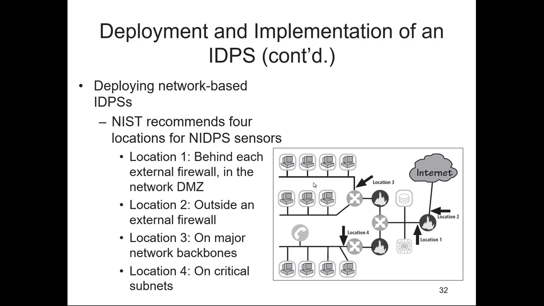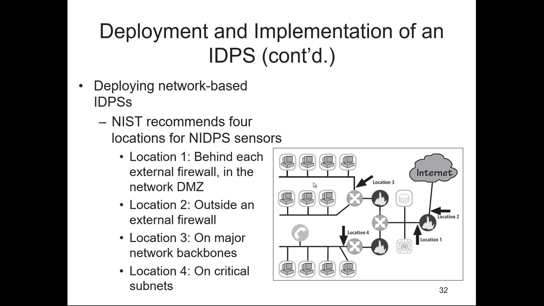Location number two, outside an external firewall. The IDPS documents the number of attacks originating on the internet that target the network. The IDPS documents the types of attacks originating on the internet that target the network.